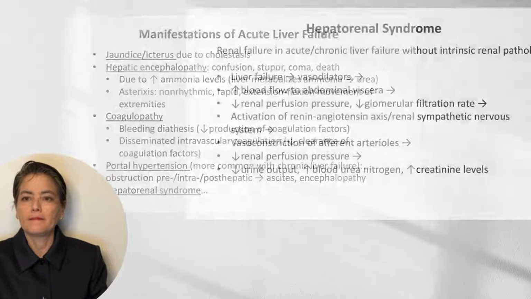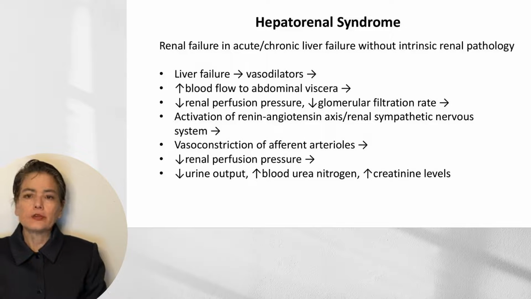So hepatorenal syndrome is defined as renal failure in the context of acute or chronic liver failure without any intrinsic renal pathology. So how does this occur? As the liver is failing, we're going to get the release of vasodilators, which will increase blood flow to the abdominal viscera and decrease perfusion of the kidney.